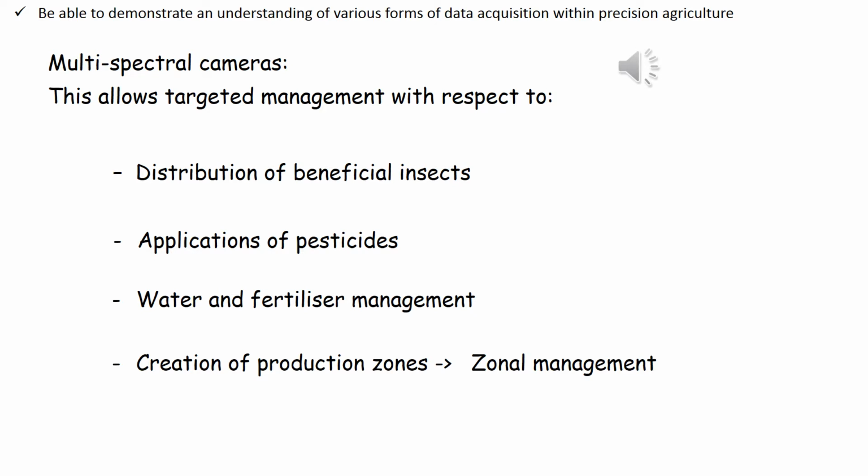So, one other thing mentioned is that we can also see where we may need to distribute beneficial insects. So the cameras can identify where the problem pests are occurring, and then we can also use a drone to actually send out the good bugs and have them dropped in the right space.